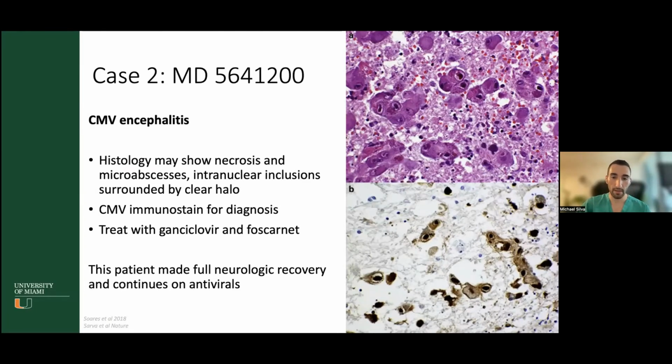Treatment with, again, ganciclovir and foscarnet. Patient now has recovered significantly neurologically and continues on the antivirals. So I think Ahmad, you did a good job pinning down the differential, and it turned out to be infectious in this patient.